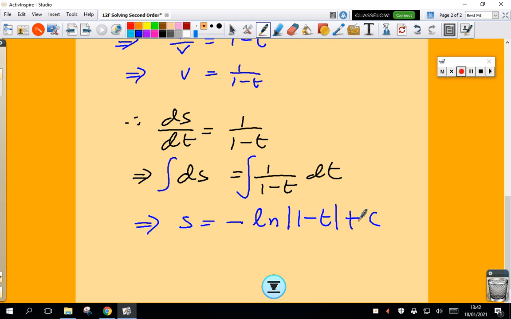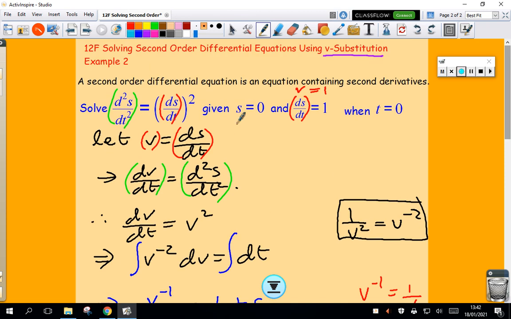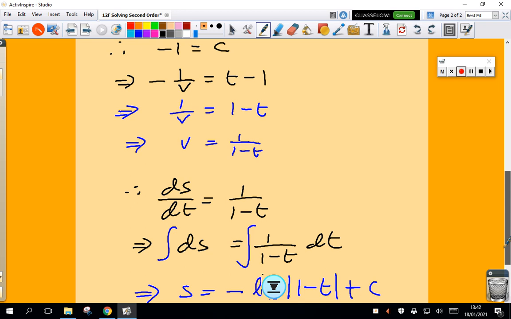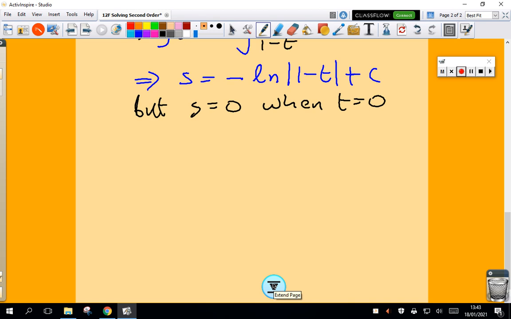To find my particular solution, I've got to look at my initial conditions. So again, let me scroll up and look back at my initial conditions here. s is 0 when t is 0. Therefore, substituting in 0 for s into s equals the negative of the natural log of 1 minus t, look at that 1 minus t. Well, 1 minus 0 is just 1, and the absolute value of 1 is just 1. So we get the negative of the natural log of 1 plus c.